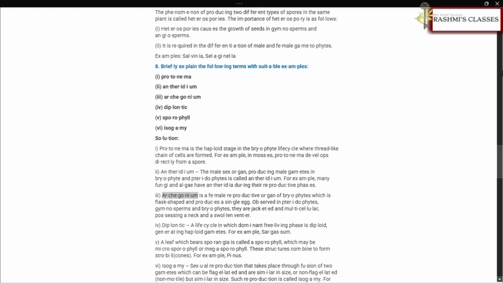3. Archegonium is a female reproductive organ of bryophytes, which is flask-shaped and produces a single egg. Observed in pteridophytes, gymnosperms, and bryophytes, they are jacketed and multicellular, possessing a neck and a swollen venter. 4. Diplontic, a life cycle in which the dominant free-living phase is diploid, generating haploid gametes.